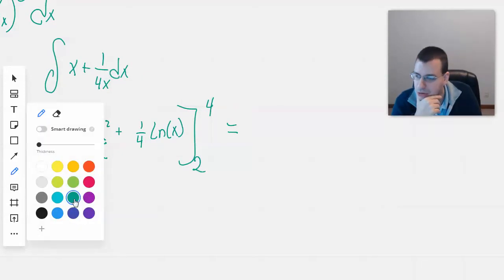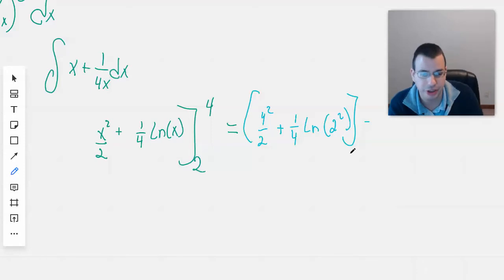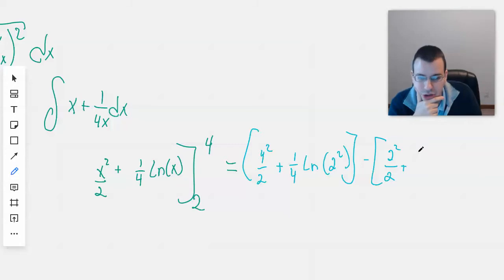And I'm going to switch it up to blue because I'm pretty sure we're going into the home stretch now. So we have 4 squared over 2 plus 1/4 natural log of 4, and I'm going to write this as 2 squared over 2 plus 1/4 natural log of 2, minus, making this whole thing a quantity. Now I'm going to have to start writing smaller. There we go.